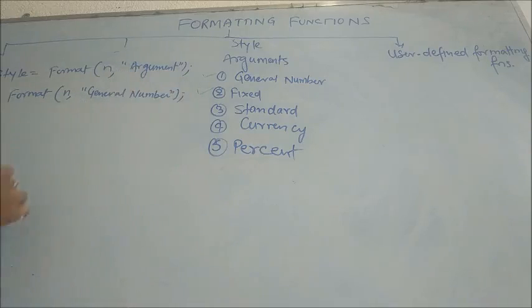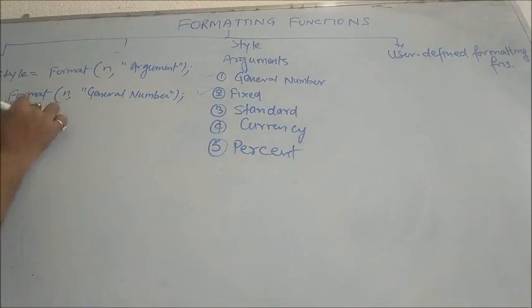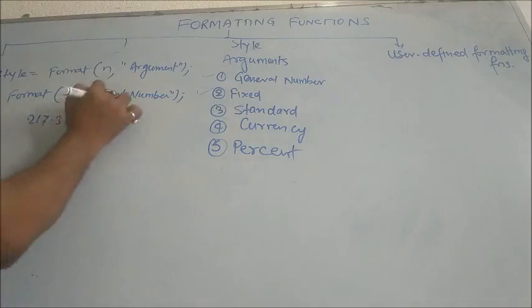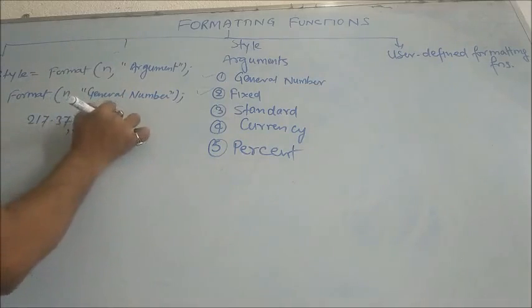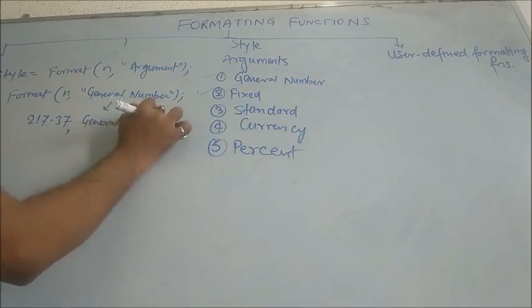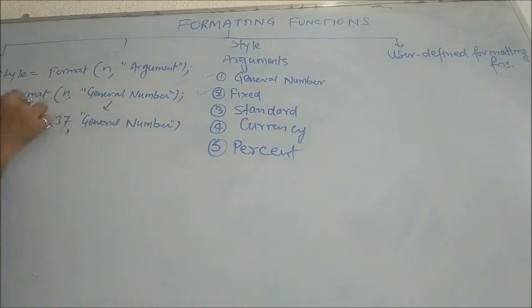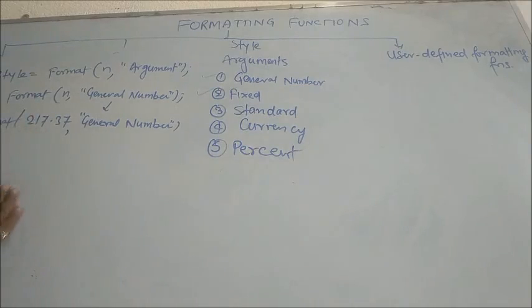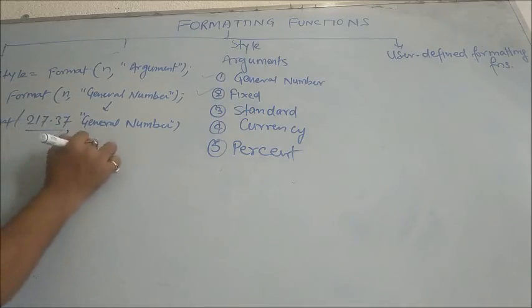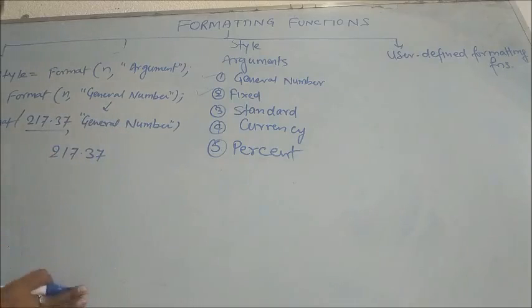Okay, now how does it behave? This is how we get it. Say for example, n is any value, right? Say for example, I am writing n is equal to 217.37, right? And I am applying which argument? If I am applying general number, what will I have as an output? The number itself, right? So I will use format, and for format, I will have format 217.37 comma general number. So what I will get is simply the number itself, 217.37. There will be no change at all, right? The number will be the same, you will get the same number as an output. So this is the first type, general number.